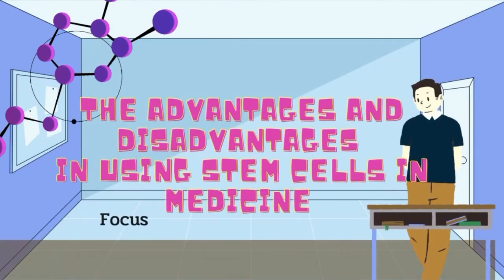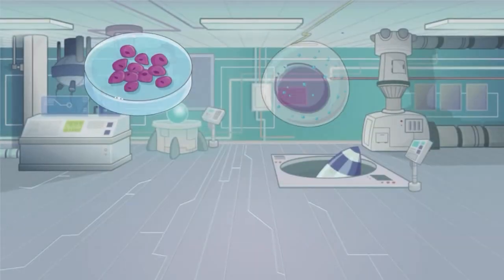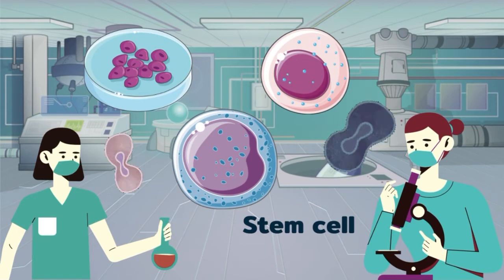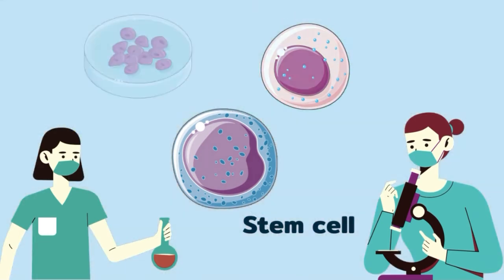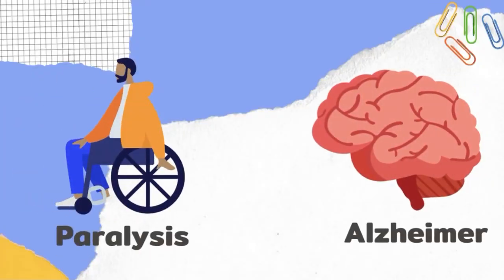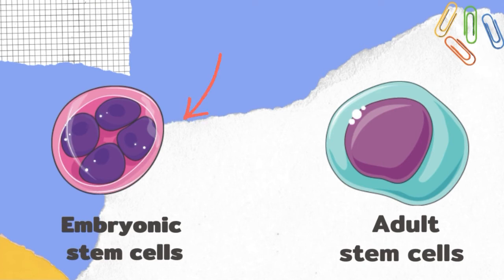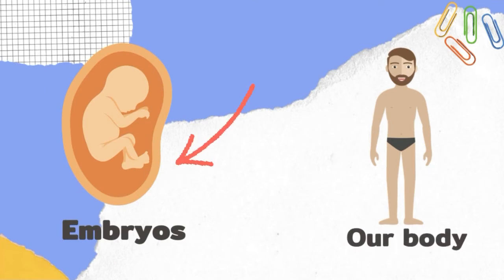The advantages and disadvantages of using stem cells in medicine. What are stem cells? Stem cells are special human cells that are able to develop into many different cell types. Researchers believe that stem cell therapies one day may be used to treat serious illnesses, such as paralysis and Alzheimer's disease. Stem cells are divided into two main forms: embryonic stem cells and adult stem cells. Embryonic stem cells are obtained only from early-stage embryos, but adult stem cells can be found in our body.